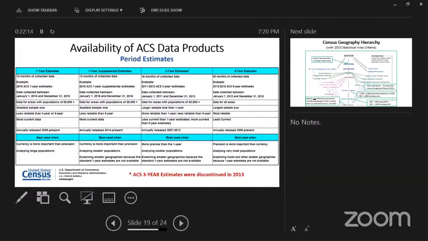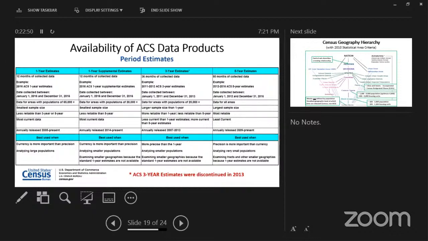And as I said, this just shows you we discontinued the 3-year estimates, so we have 1-year and 5-year estimates. The 1-year estimates are for populations of 65,000 or more, and the 5-year estimates are for all areas. So if you're looking at a census tract or a small county, you're going to have to use the 5-year estimate.